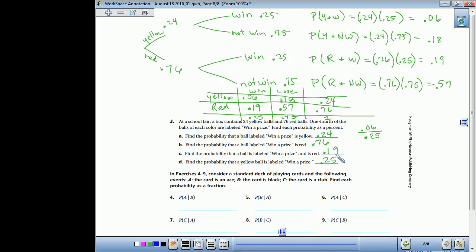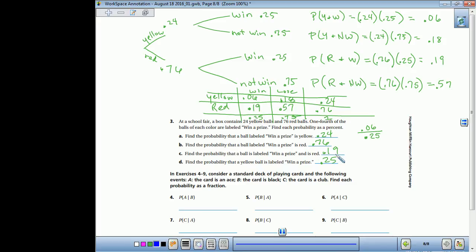Okay? But on this one, it says, at a school fair, a box contains 24 yellow balls and 76 red balls. 1/4 of the balls of each color are labeled win a prize. So, two sentences there. One just deals with color. The other sentence deals with color and winning. What's my first branch? Color. So that's what I did. My first branch was yellow, red. And then I did win, not win, which we can say lose, right? And found those probabilities, filled in my chart.